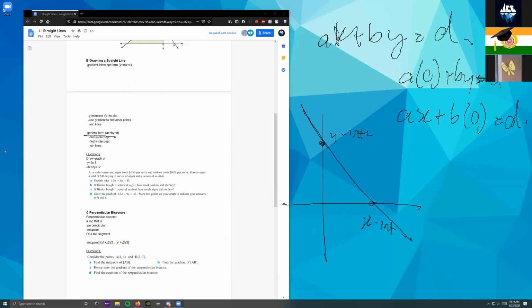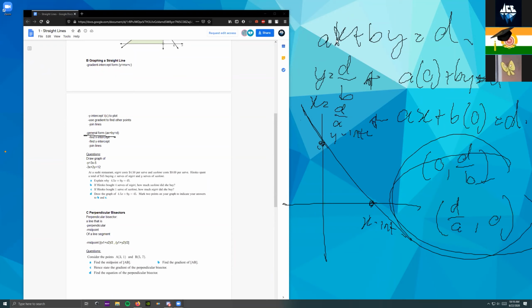So from this, you can find that y equals d over b when x is 0, and for this, you can find that x equals d over a when y is 0. From these 2 points, you can find here and here, for example, and then you just pull a straight line, and that's how you find it.